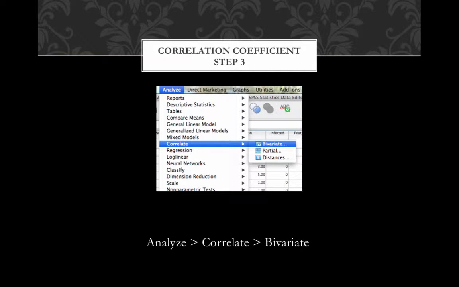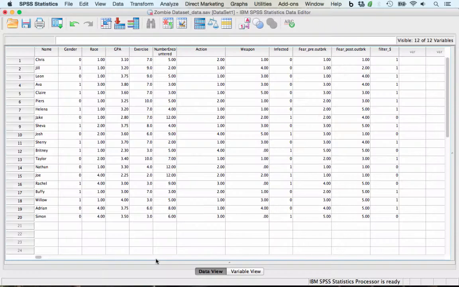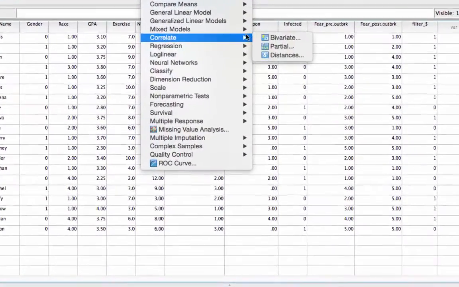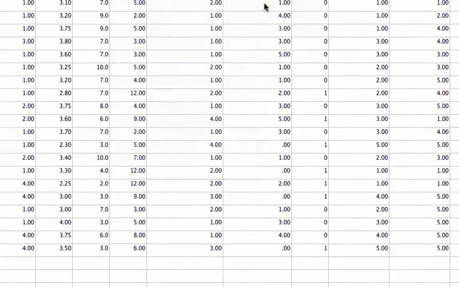So let's go ahead and take a look at how we would perform correlation coefficient in SPSS. We're going to go to Analyze. But because we're not comparing any groups, we're not doing compare means, we're going to go to Correlate because we're going to do correlations. And we have two variables, so we're doing a bivariate correlation test. Okay, so let's go ahead and run our test. So we go to Analyze, Correlate, Bivariate.